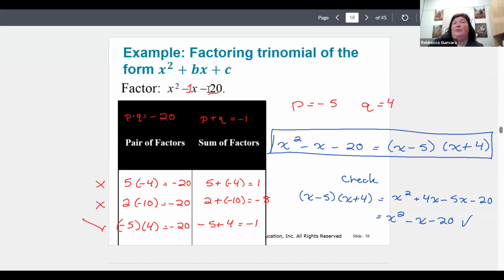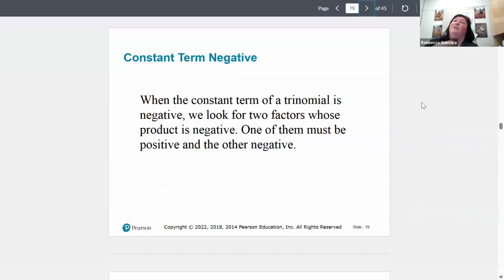Notice that the last number here was negative. The first time, we had a constant term that was positive. Now my constant term is negative. So when the constant term of a trinomial is negative, we look for 2 factors whose product is negative. One of them must be positive and one of them must be negative. So we need a positive factor and a negative factor.